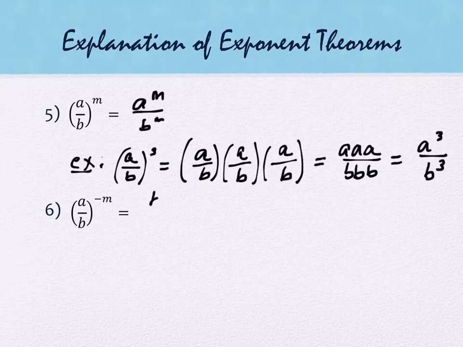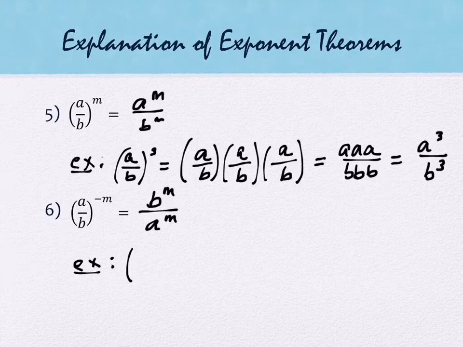Okay, the last one of this set, anyway, is a over b to the negative m, and we said that's b to the m over a to the m. And I'll do the same example basically that I did above, just with a negative 3 exponent instead of a positive 3 exponent.